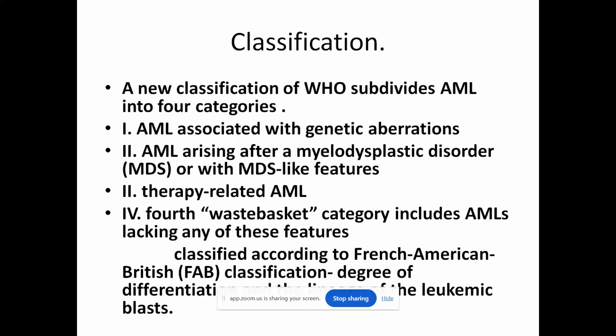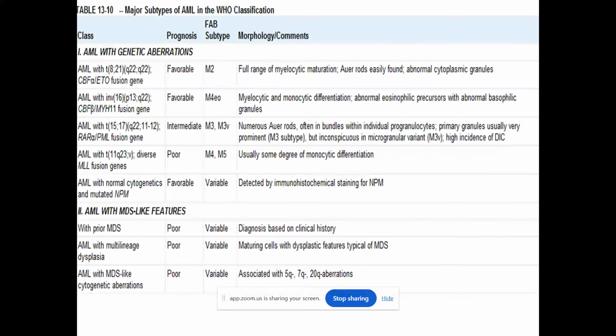Coming to the classification of AML, the new WHO classification subdivides AML into 4 categories. One is AML associated with genetic aberrations. Next is AML arising with MDS or containing MDS-like features. The third category is therapy-related AML. The fourth one is AML NOS, which is classified according to the previous FAB classification. So this is the WHO classification of AML.